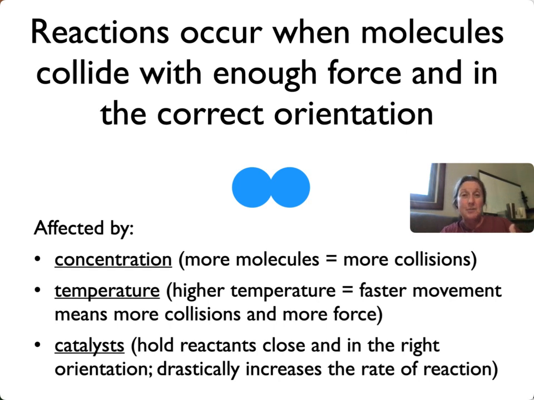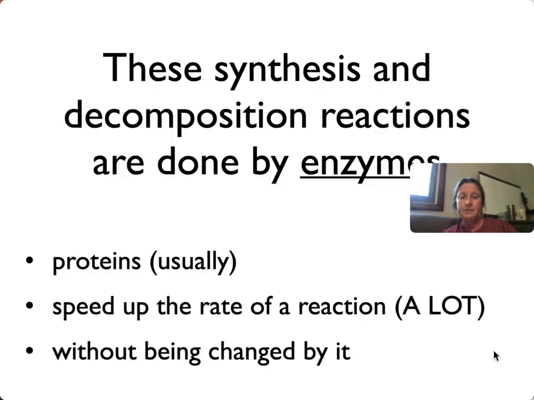Sort of like a matchmaker, right? Matchmaker finds person A and person B and is like, I think you two would make a lovely couple. And it brings them together and they form a lovely couple. And the matchmaker goes on to do it for another couple, right? So they don't become part of the final product.